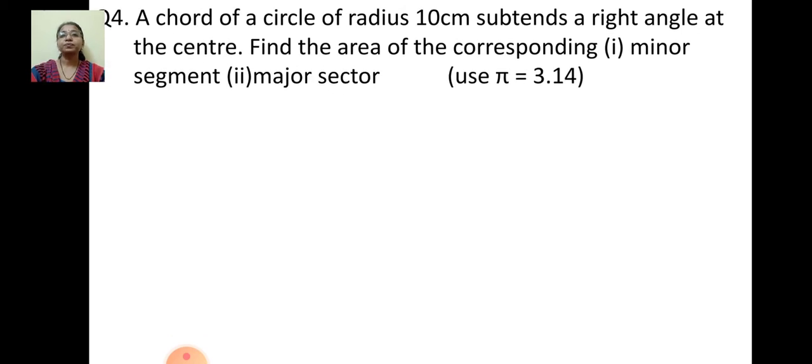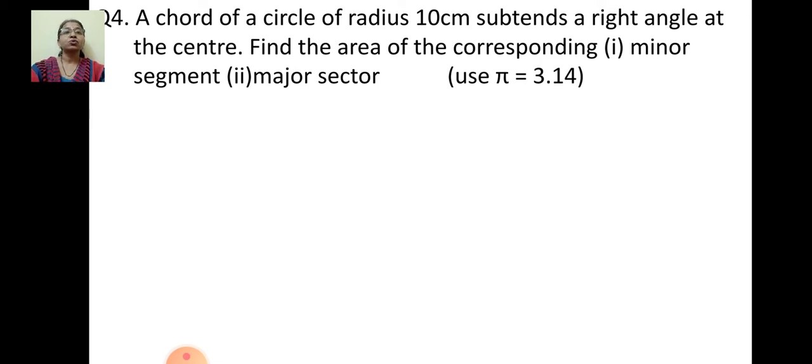Question number 4. A chord of a circle of radius 10 centimeter subtends a right angle at the center. Find the area of the corresponding, two things you have to calculate. Number 1, minor segment, and number 2, major sector. And in this sum, you have to take value of pi as 3.14. As it is mentioned here, so you will take pi is equal to 3.14. Here you can't take pi 22 upon 7.